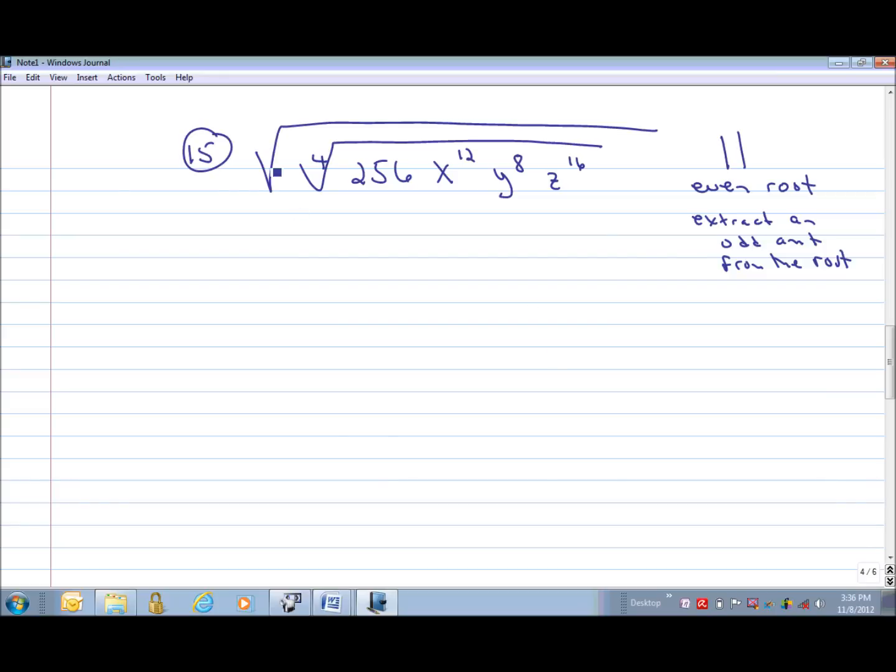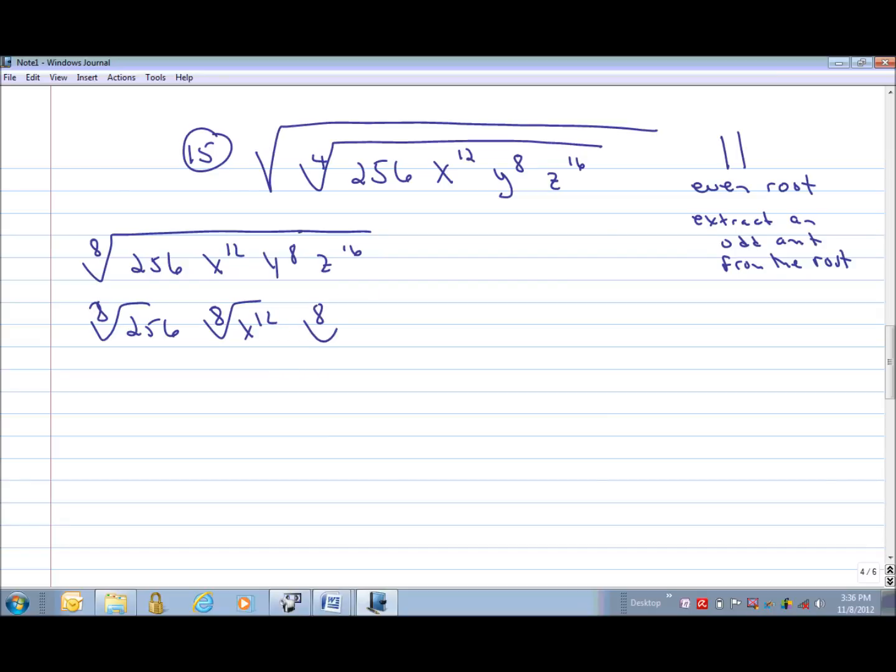The first thing I'm going to do is realize we have the square root of the 4th root, so I can multiply those and get 2 times 4, which would be the 8th root. So I really have the 8th root of 256, x to the 12th, y to the 8th, and z to the 16th. All right, and I'm just going to take these separately. I'm going to take the 8th root of 256 and the 8th root of x to the 12th and the 8th root of y to the 8th and the 8th root of z to the 16th.